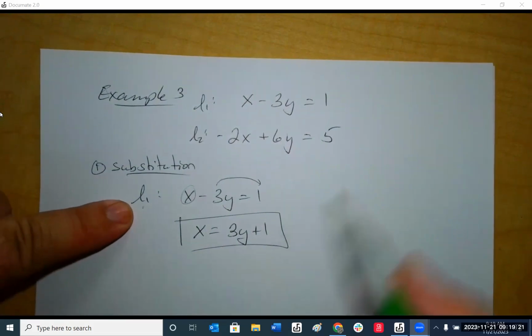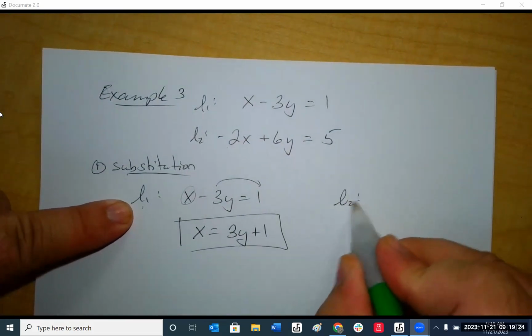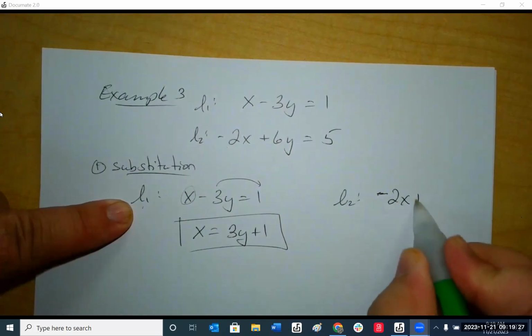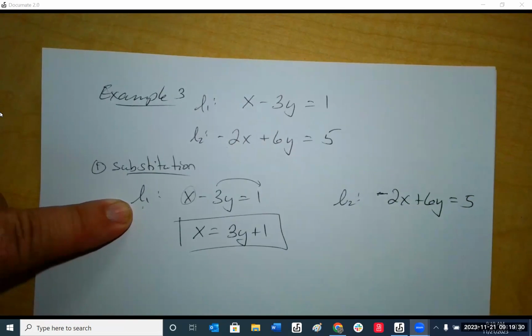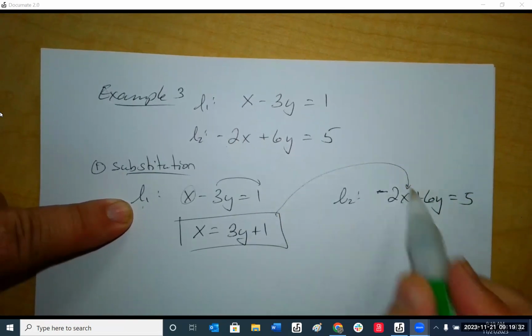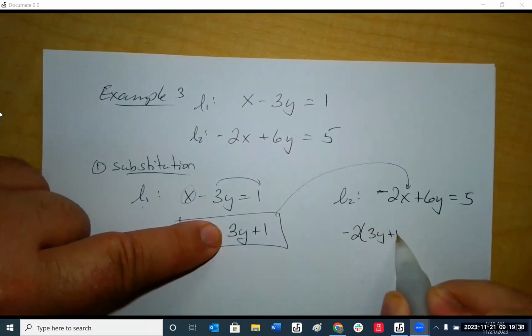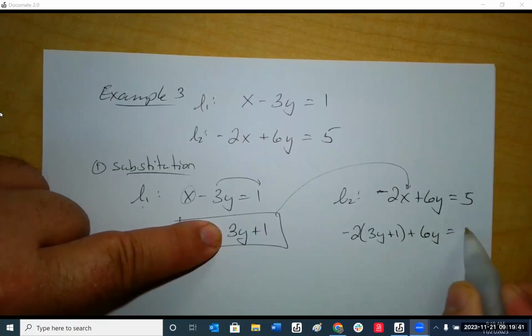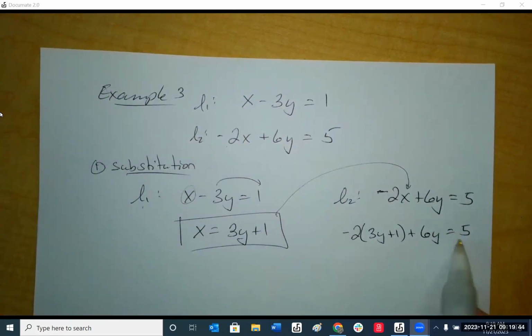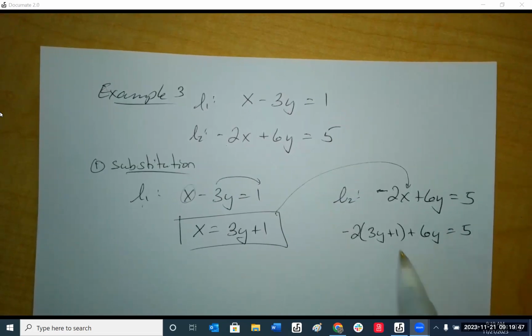Since I used line 1 for that one, I have to go to line 2. Anywhere I see an x, I put that equation. So -2, in place of x, I put 3y plus 1. Because if you only have one equation, you can only have one variable. Let's solve for that variable. -2 times 3 is -6y. -2 times 1 is -2. Combine like terms. -2 equals 5.